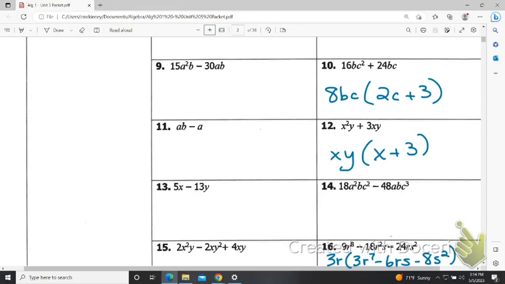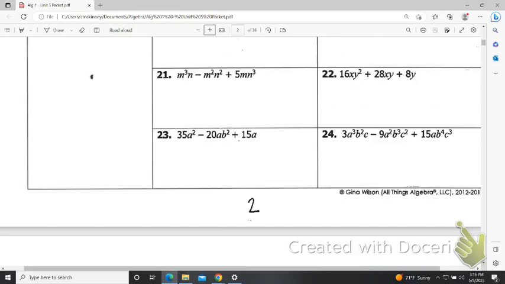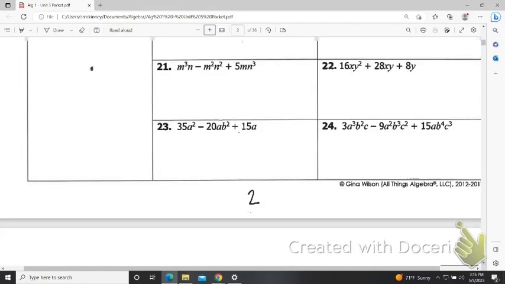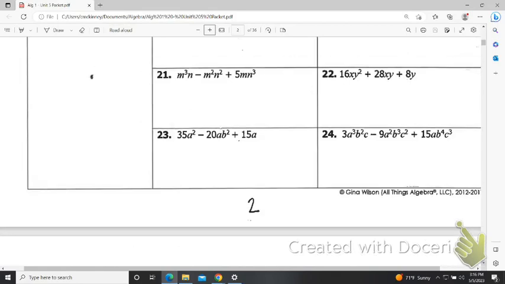All right, hopefully that was all helpful. Okay, a couple more at the bottom of the page, and then that should be sufficient examples for you to then be able to work on homework 1. So here, let me tackle a couple of these longer ones. So 23, 35, 20, and 15.